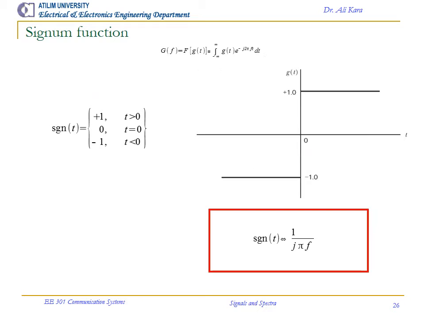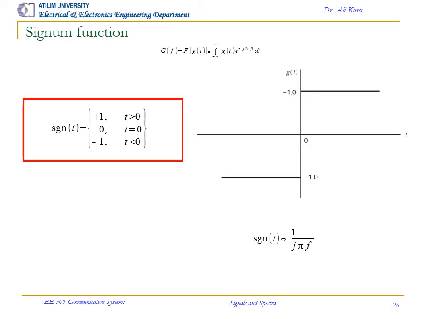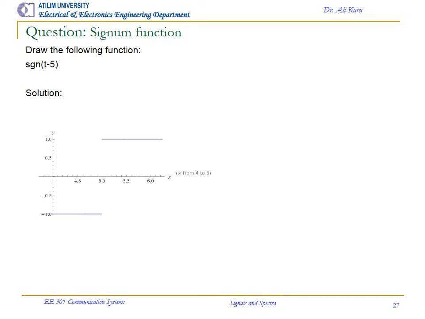Signum function. A time function signum of t is defined as 1 when t is bigger than 0, 0 when t is 0, minus 1 when t is less than 0. That is, signum of t simply identifies the sign of its argument. Signum of t has a Fourier transform of 1 over j pi f. Question. Signum function. Draw the following function, signum t minus 5.